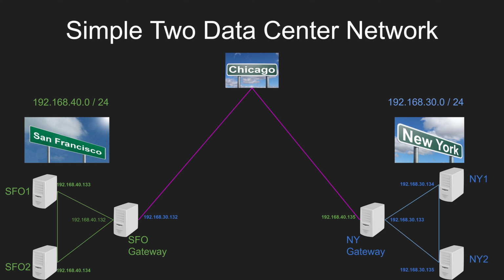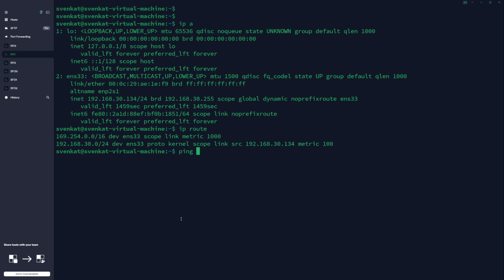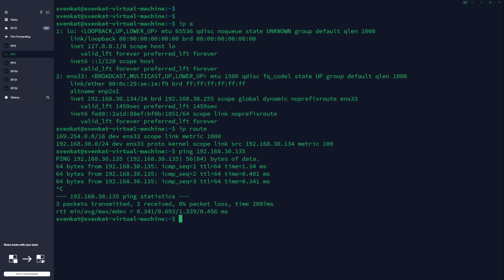So let's go to New York 1, and let me ping another computer on the New York network. This is New York 1, and its IP address is 192.168.30.134. So let me ping the other IP address, 192.168.30.135, for example. So it's able to ping the other computer on the same network.